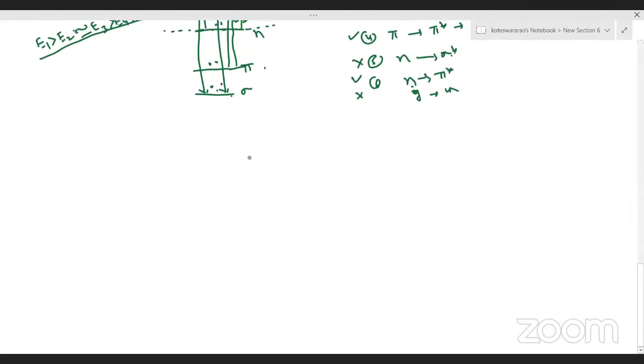Now, the sigma to sigma star transition is symmetrically allowed, but energetically forbidden. It is very rarely seen, a very rare electron transition.